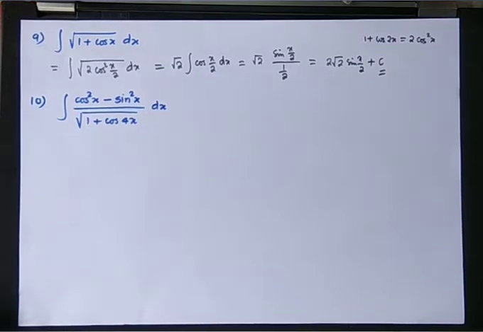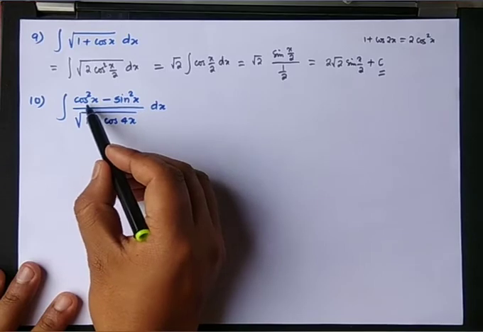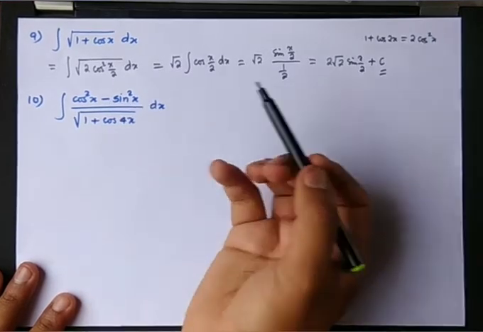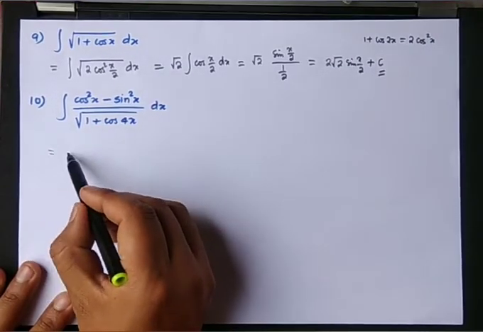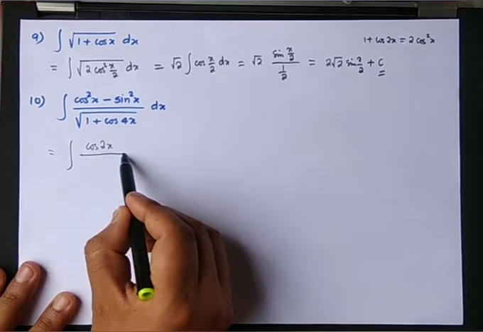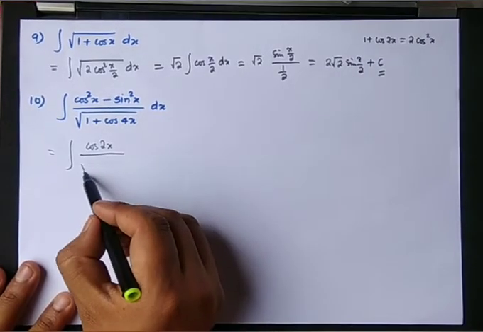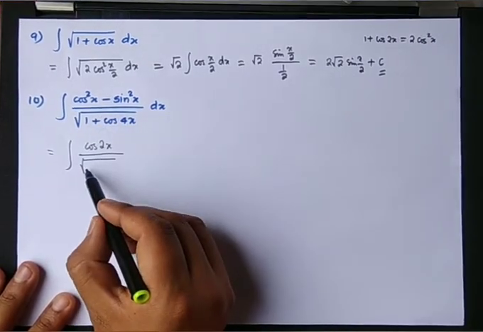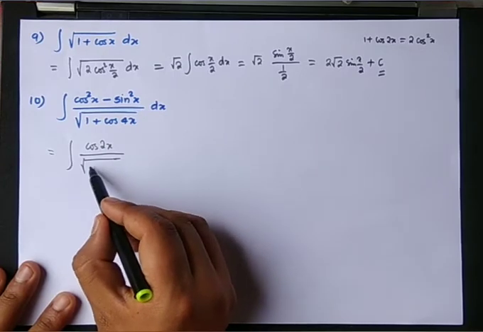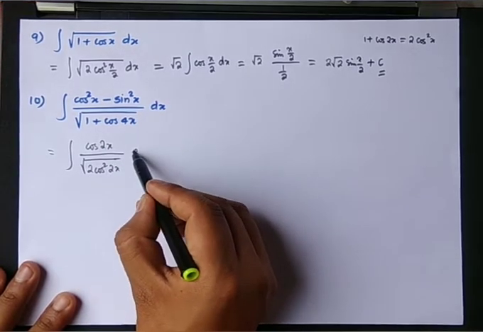Okay, now immediately after this we'll have a look at our 10th problem. So we have cos square x minus sine square x. Now obviously this can be written as cos 2x. This is the direct formula, and similarly here I'm going to make use of the formula for 1 plus cos 4x. If I use this formula, then I can write the denominator as 2 cos squared 2x dx.